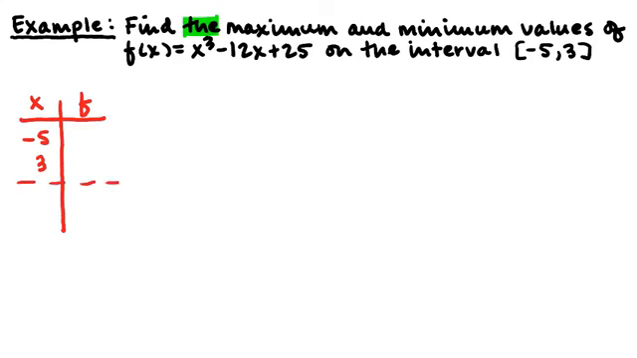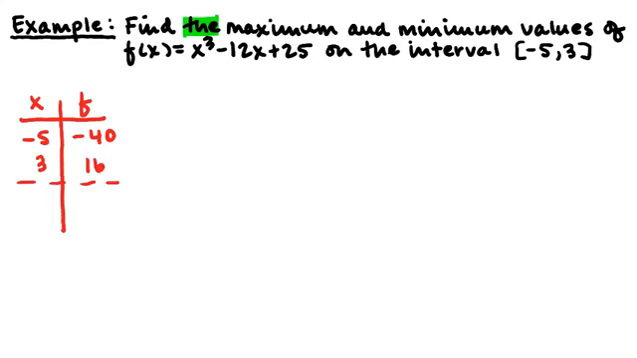Okay, plug in -5. -5 to the third is -125. Then I'm going to add 60 because -12 times -5. So I've got -60. No, -65, right? And then add 25, that's -40. Okay. Then when I plug in 3, I'm going to get 27 minus 36 is -9, plus 25 is 16.